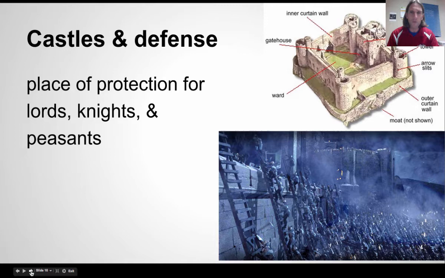Also critical to feudalism are castles and defenses. Again, this is a defensive system, and so you needed a way to protect your people, and that's what castles served. And so if you think in terms of Lord of the Rings and the invasion of Helm's Deep, which is the bottom picture there, that's kind of what it is. It's to keep people safe.